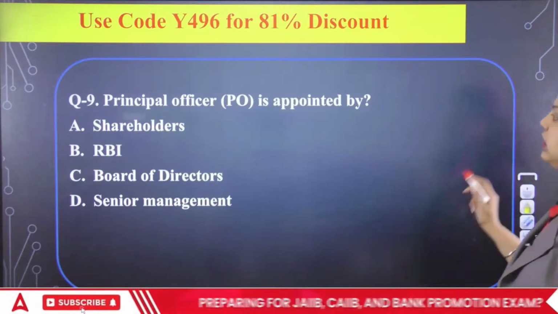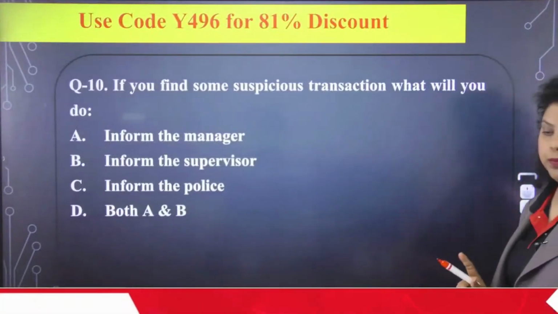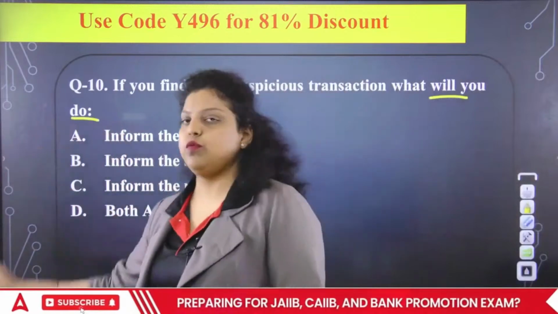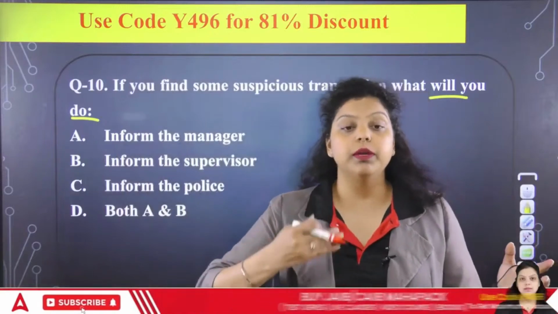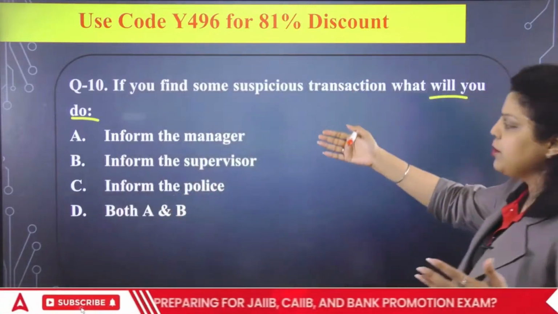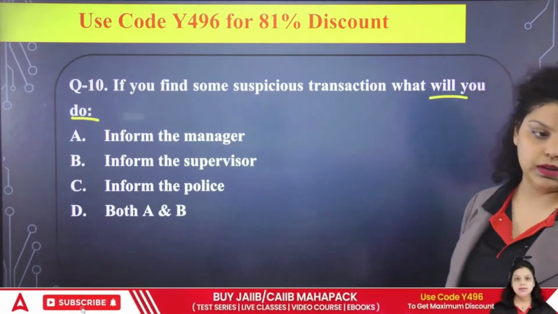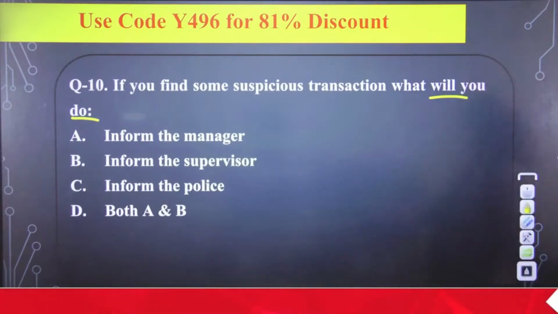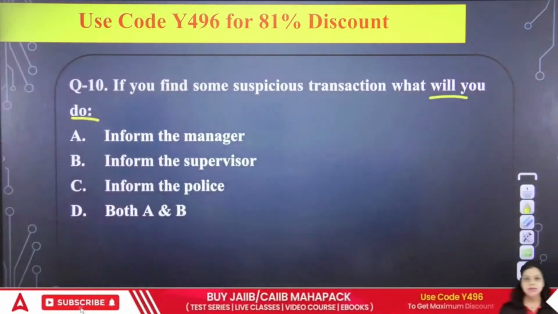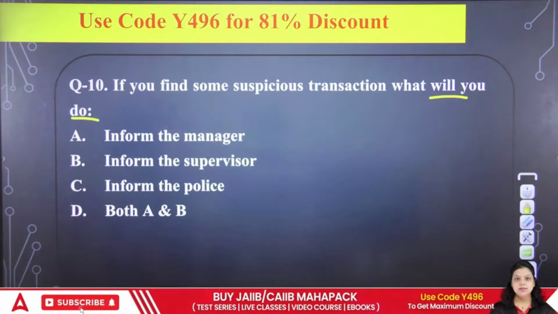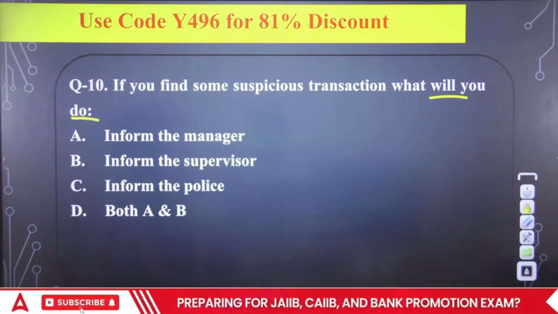Right, next question. The next question is talking about what you will do if you find a suspicious transaction. As a banker, if you find that certain suspicious transactions are going on in your bank, what will be your next step? First is inform your manager, second is inform your superior, third is inform the police, or fourth is both A and B. Which of the following will be correct? Whom will you inform in case you find any suspicious transaction? A, B, C or D?